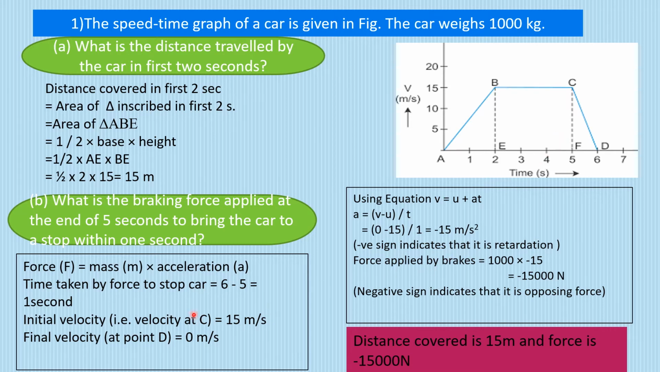So now force, we're going to just substitute in the formula. Mass is 1000, acceleration is minus 15. So it's going to be minus 15,000 Newton. Again, what does this negative sign indicate? That it is an opposing force to stop the vehicle or to bring down the velocity. Here they are mentioning that it is stopping, so we can write stop. See, whenever you get an answer in negatives, then you have to mention the reason for the negative sign. Okay, so the distance covered here is 15 meter, whereas the force is minus 15,000 newtons. So this was an easy question.